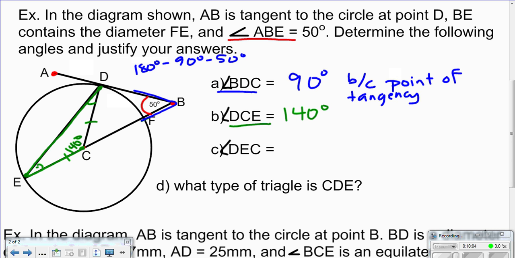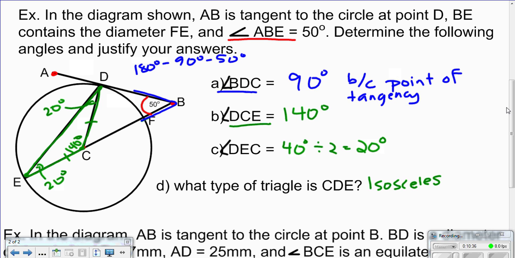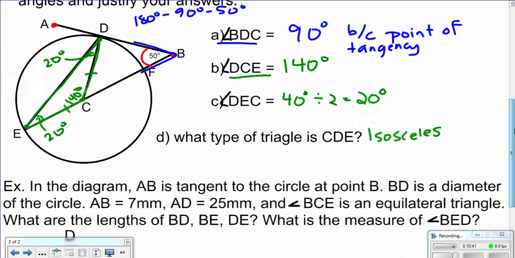And so these two angles have to share the remaining amount to make 180. And so that remaining amount is 40 degrees. So this is going to be 40 degrees divided by 2. So 20 degrees. So in here we have 20, and in here we have 20. And that's because we have an isosceles triangle. And so it says, what type of triangle is CDE? Well, this green triangle is isosceles, because it has two side lengths that are the exact same, and so two angles that are exact same.